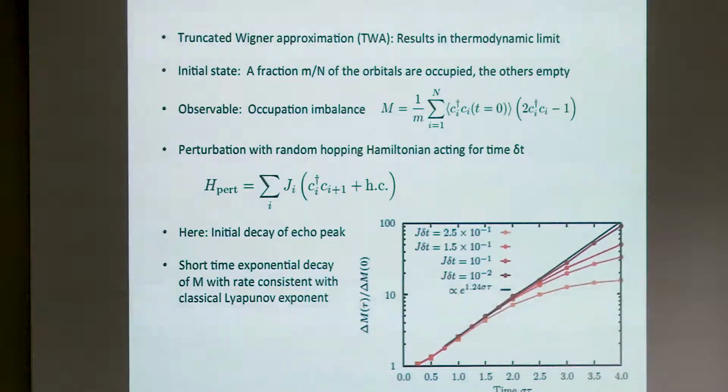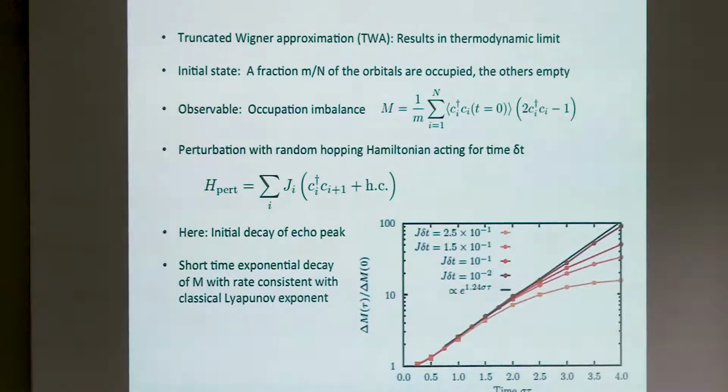Our initial state is such that we have a certain fraction of these states occupied, and then we basically look at the expansion of these fermions into the whole system. So it's very much this Loschmidt gedanken experiment. The observable that we look at is the occupation imbalance. So how much of the occupation imbalance do you get back at the initial time, if you act again with a perturbation, which is a random hopping Hamiltonian that acts for a short time, delta t, and what you vary is this time delta t where this random hopping Hamiltonian acts.